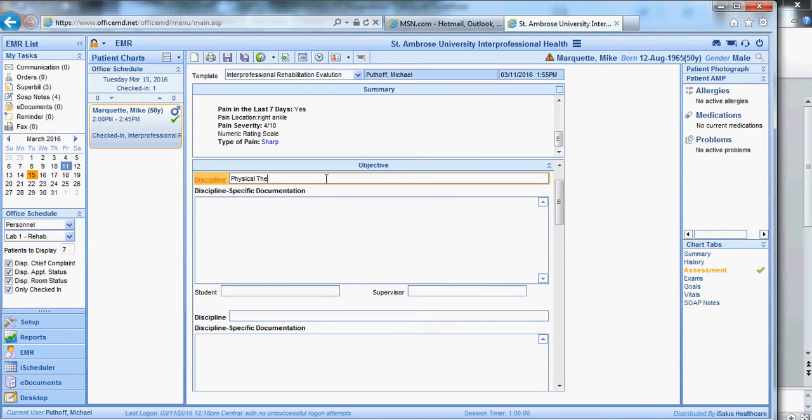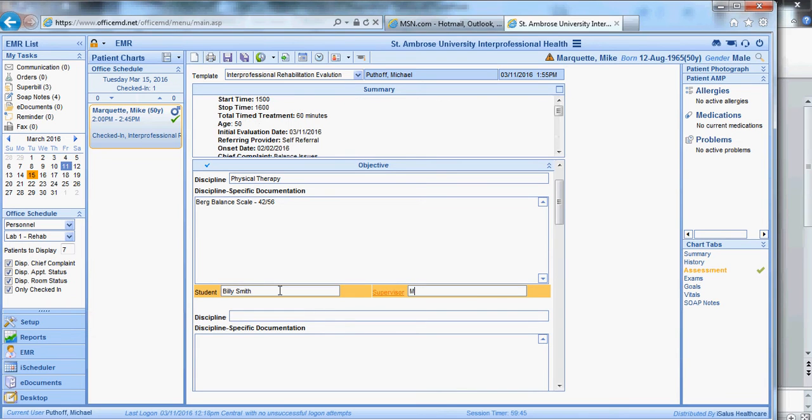So this is physical therapy, and we worked on when we did the Berg balance scale, and they scored a 42 out of 56. We might put that in here. The key thing to do is to document who the student is and then who that supervisor is. So it might be Bill Smith is the student, but I am the supervisor.